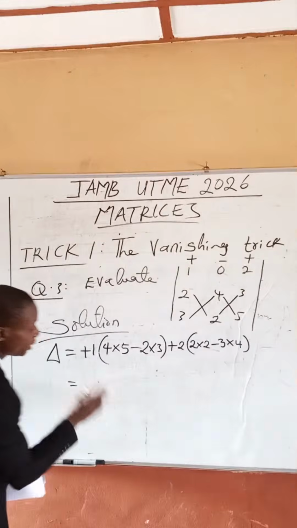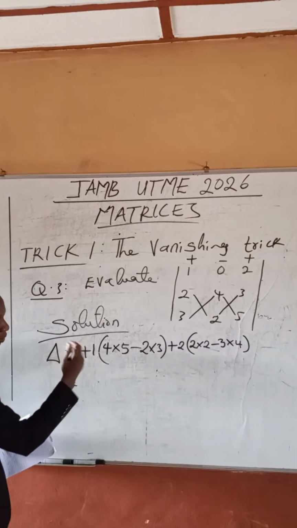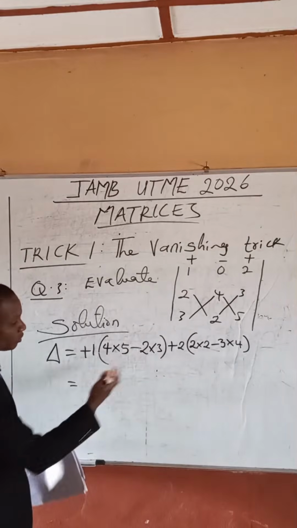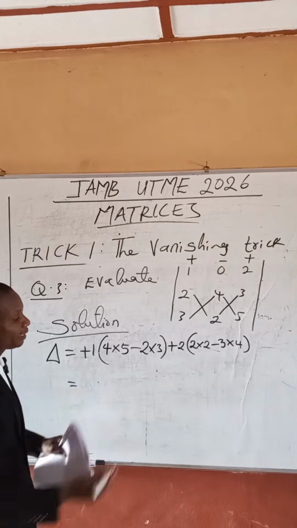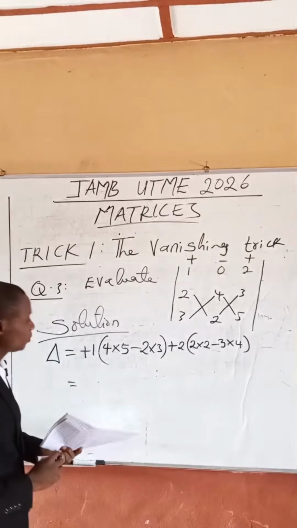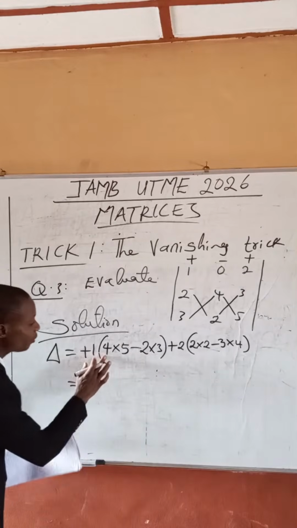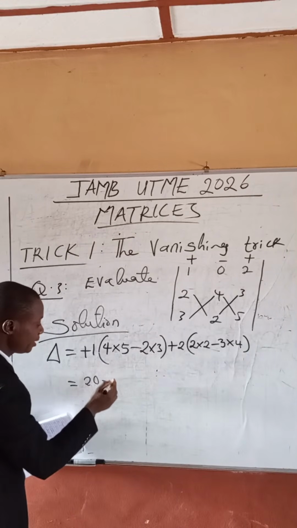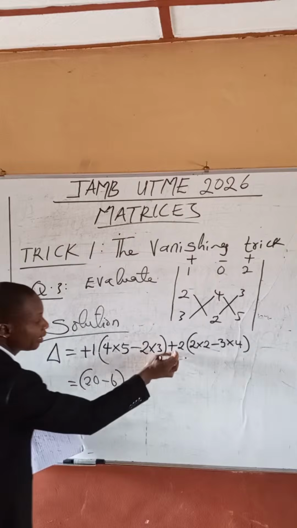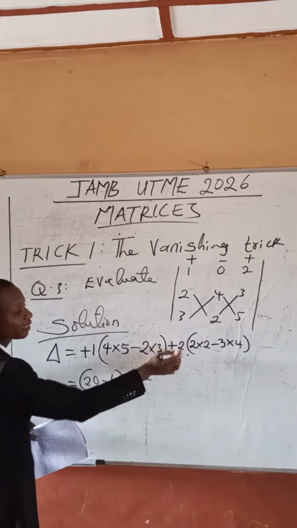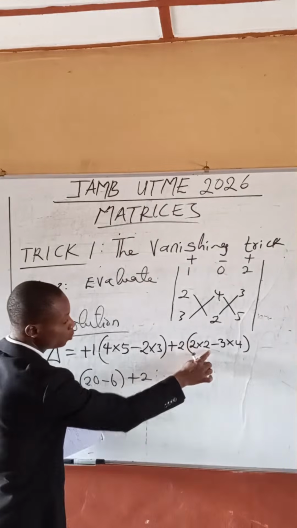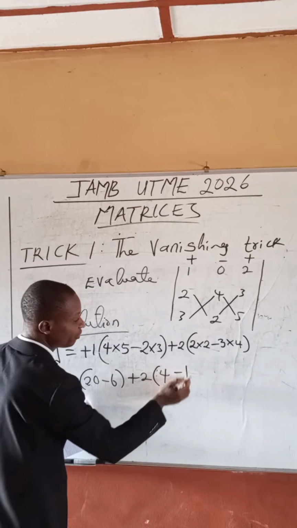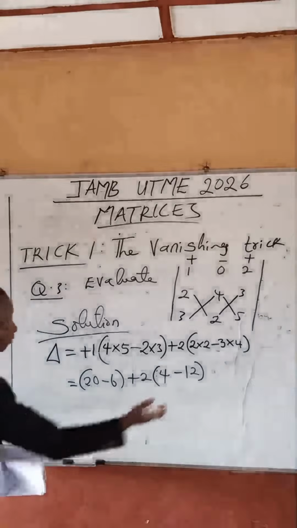Let's quickly solve it so that we don't waste our time. This is plus 1. So there's no need for 1. You can let 1 go, right? Because 1 is called the identity element of multiplication, or what you call multiplicative inverse or so. I think it's something like that. 4 times 5 is 20, minus 2 times 3 is 6. Then here we have plus 2. 2 has a value, okay? 2 times 2 is 4. Then minus 3 times 4 is 12. So that is what we have right here.